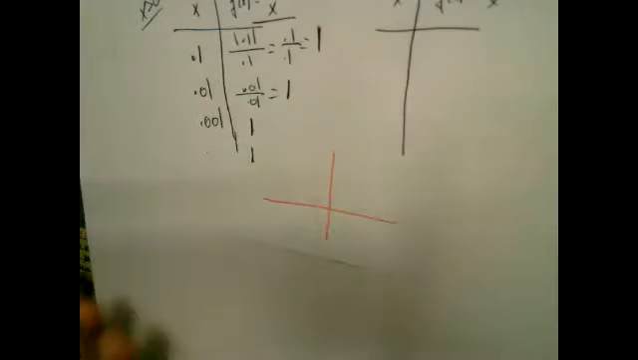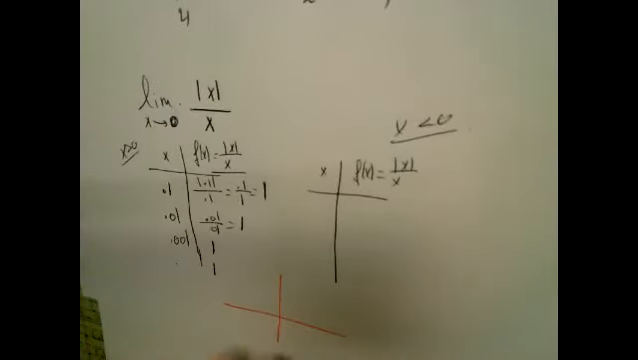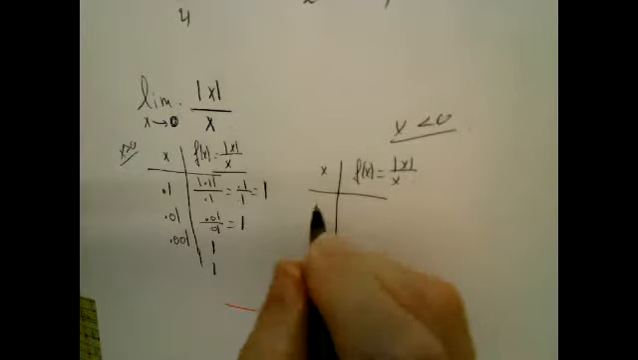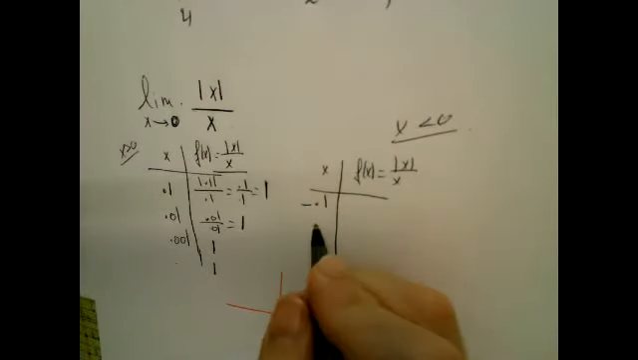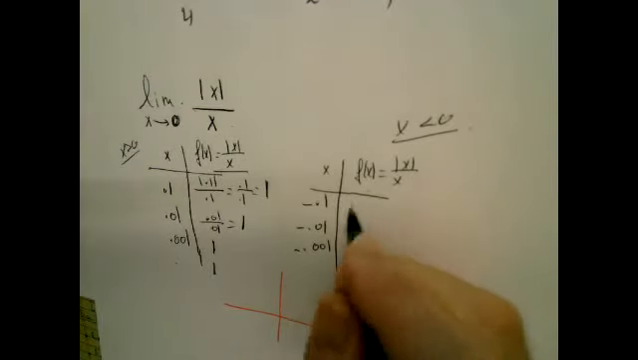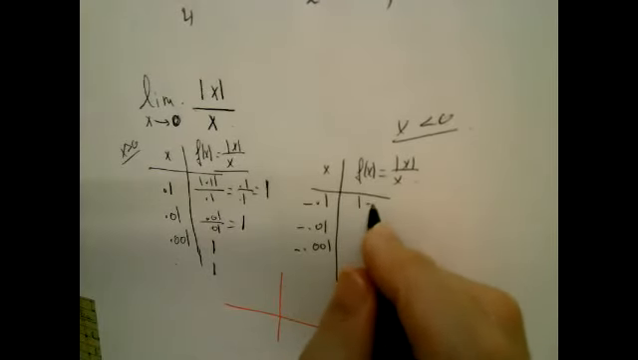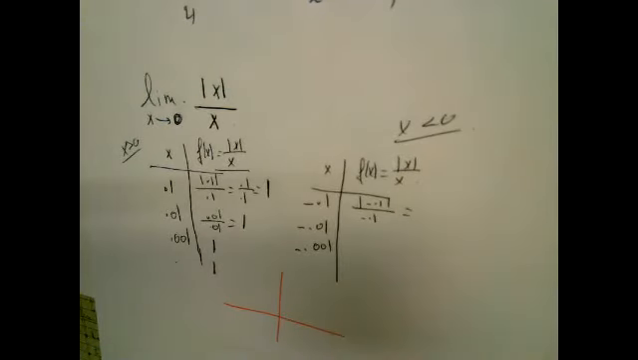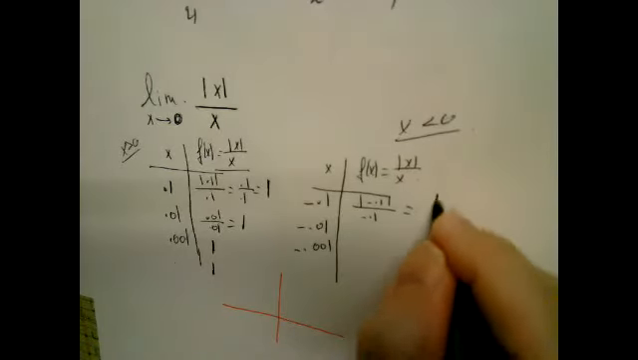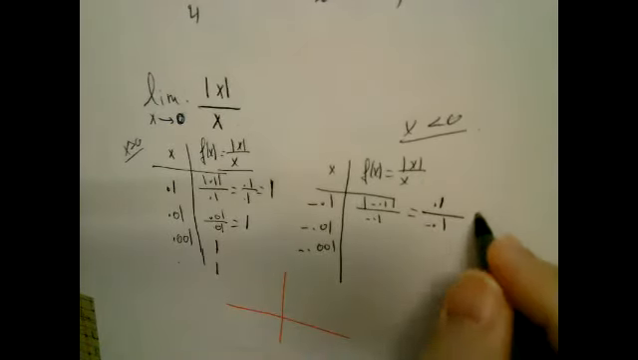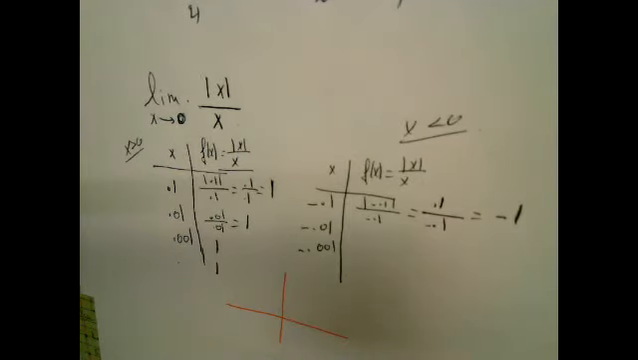Now, let us see what's happening when x is negative. So let's take minus 0.1, for example, minus 0.01, minus 0.001, and let us see. What is the value here? The absolute value of minus 0.1 is 0.1, divided by minus 0.1 is minus 1.